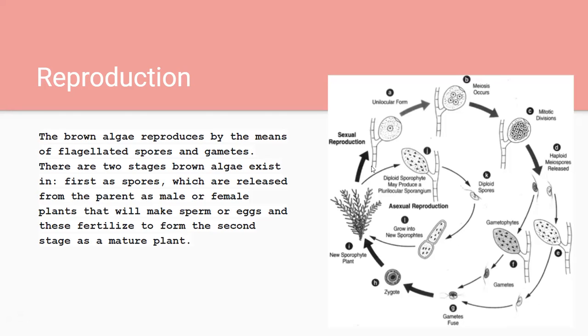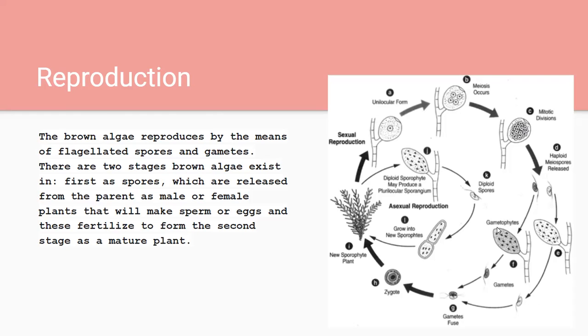So as you can see, it starts from right here, sexual reproduction, and then it has the unicellular form, which is A, meiosis occurs, which is B, and then the mitotic division, which is right here, which is multiple cells right there. Haploid meiospores are released, and then these haploids are released, and then it goes right here, and then it goes into two different parts.